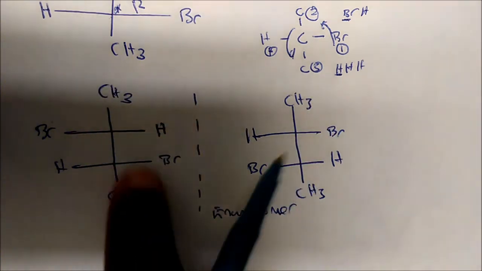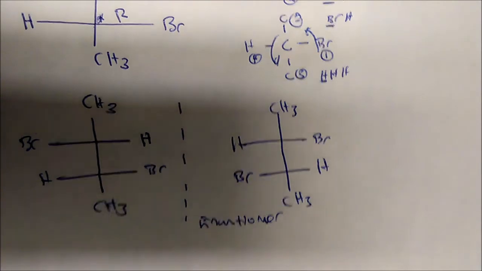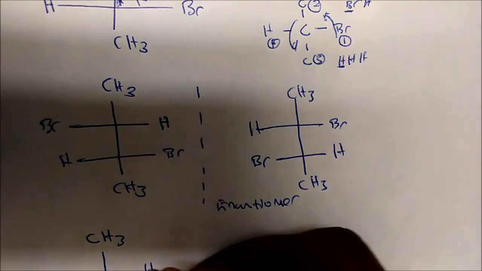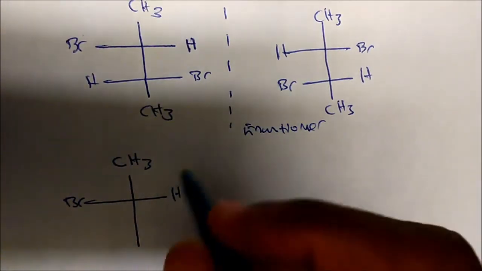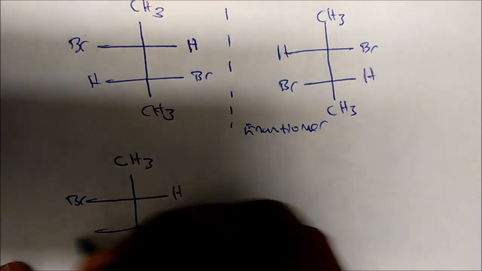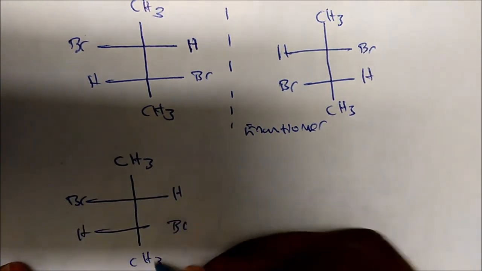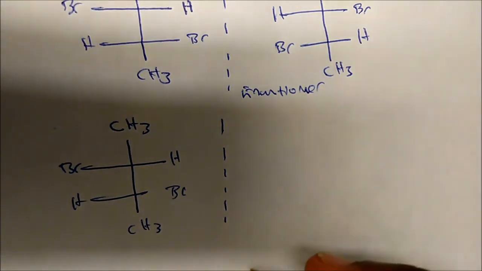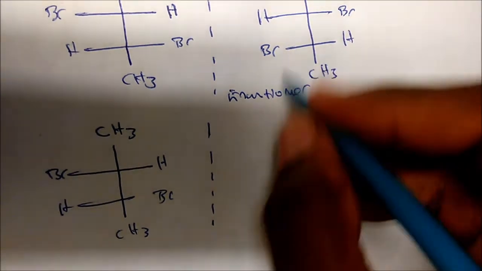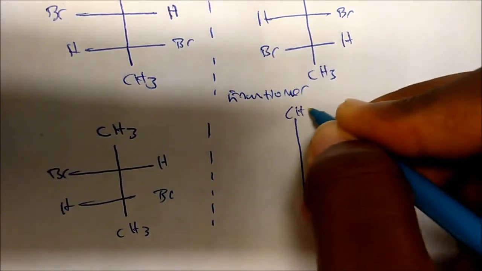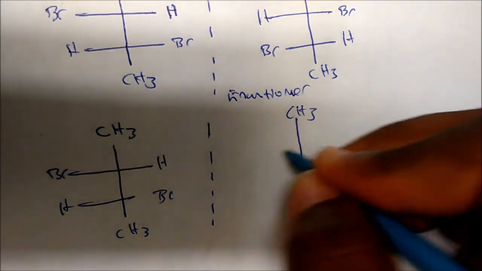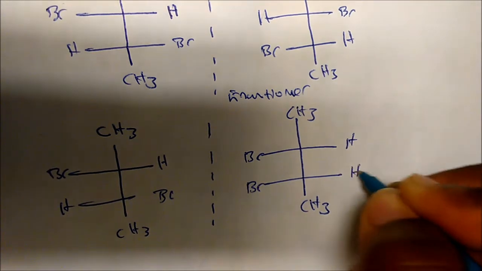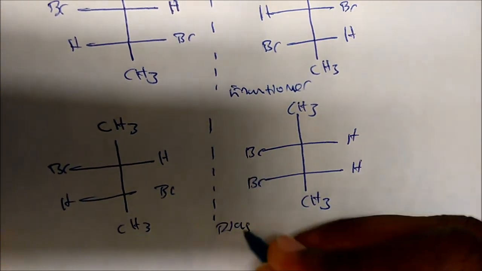Now, how could we get the diastereomer of this molecule? I'm going to redraw the original molecule. Remember we classified diastereomers as having more than one chiral center with one staying the same. So I could look at this as a CH3. I'm going to keep one of my chiral centers the same, and I'm going to switch one. These are what we call diastereomers.